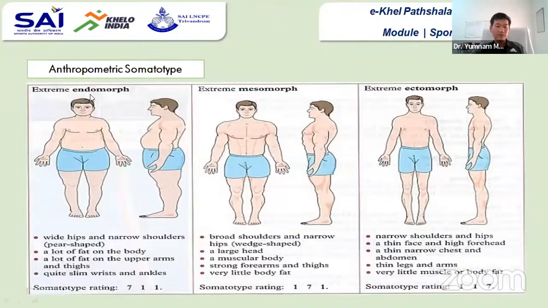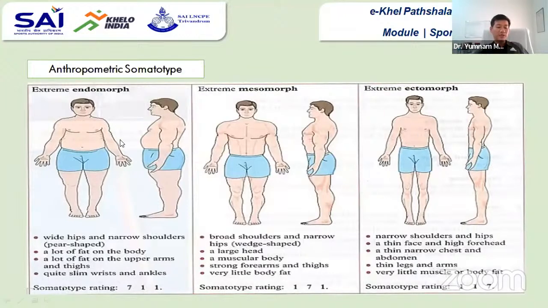One is endomorph, that means relative fatness. Mesomorph is relative musculoskeletal development. Ectomorphy is relatively lean and thin. So these three components are given a rating. Somatotype is the rating of the body, and here you can see somatotyping ratings 711, 171, 117. These are all the ratings given for an individual.